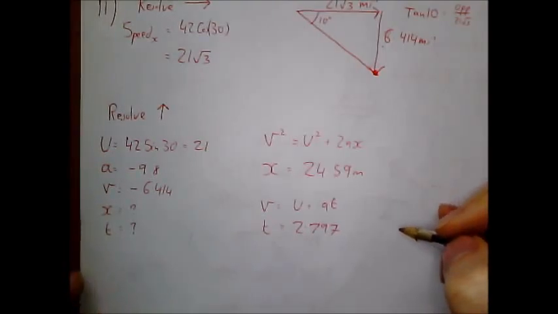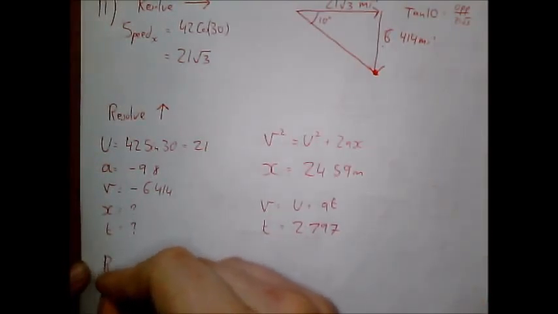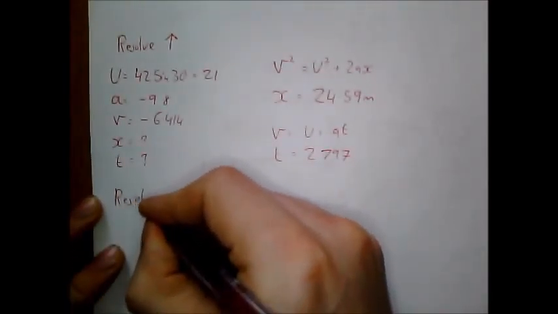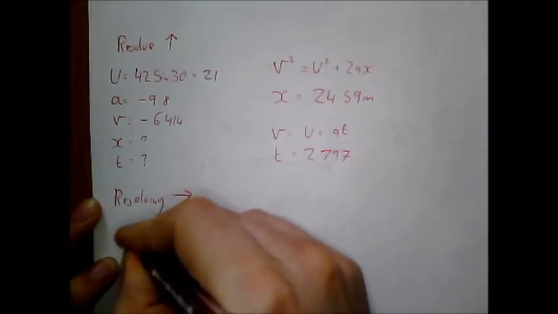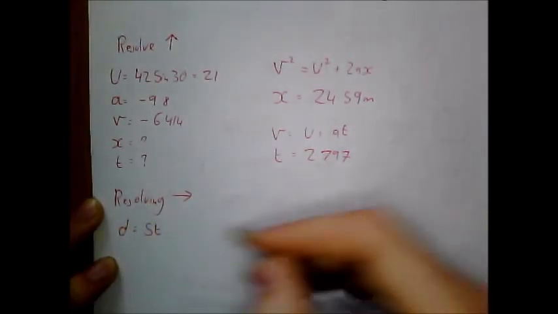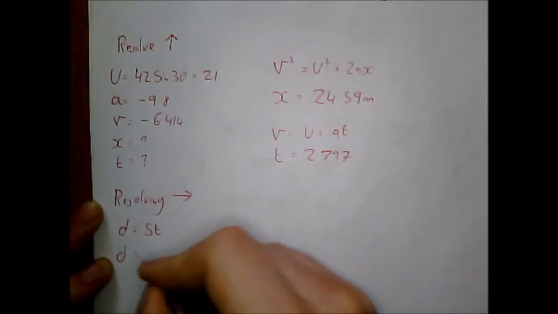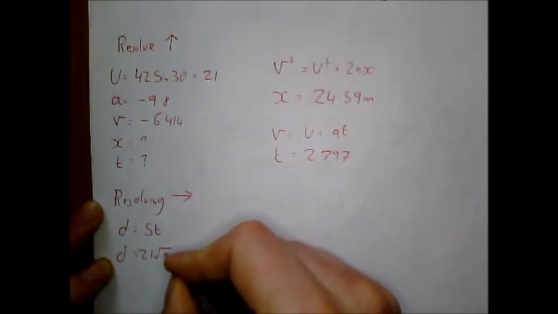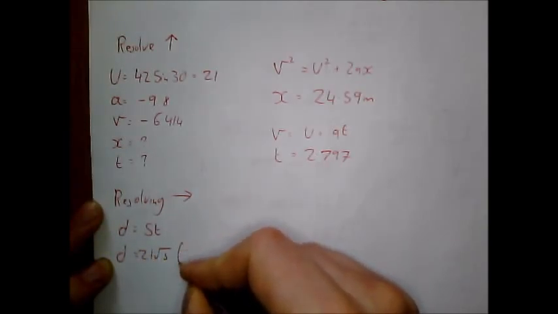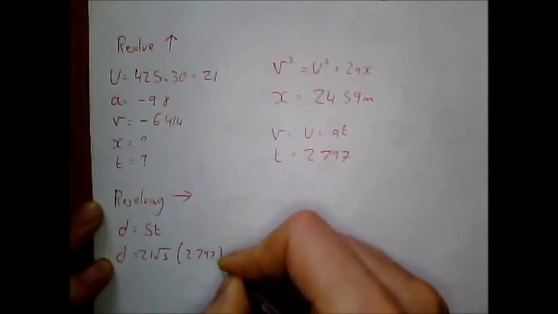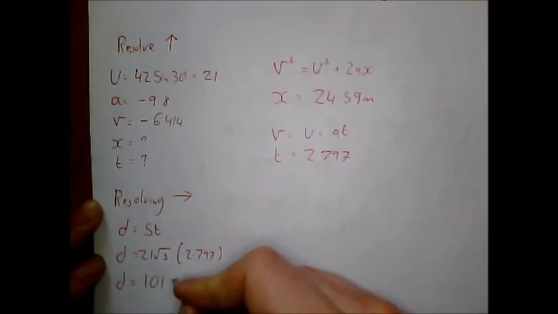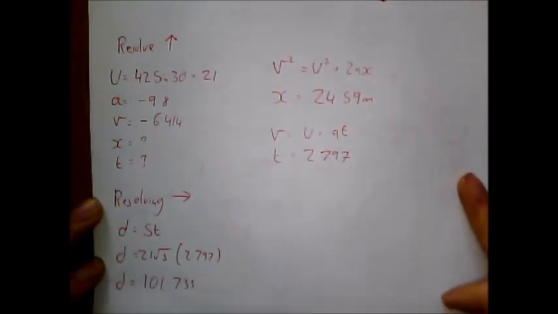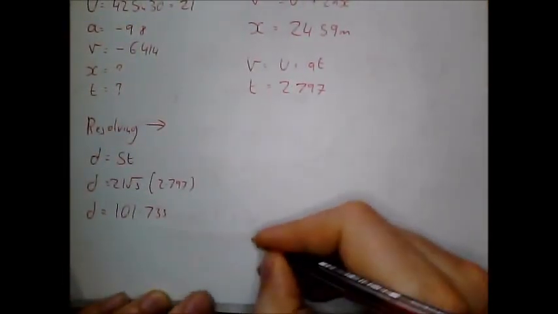Okay, so now resolving to the right, we know that distance is speed times time, and our distance here is 21 root 3 times 2.797, so it travels a horizontal distance of 101.735.